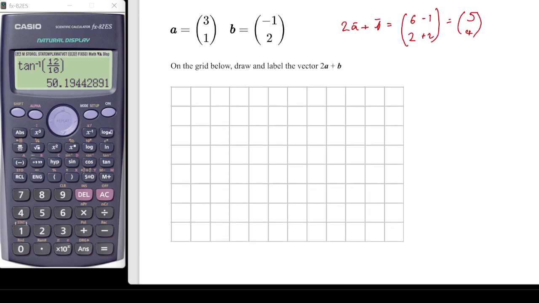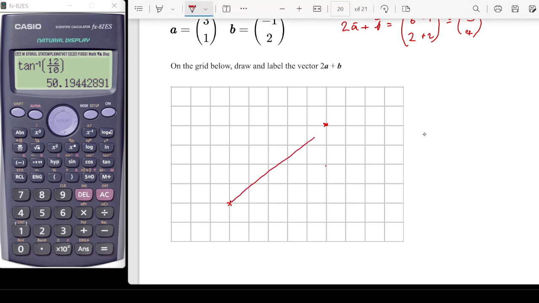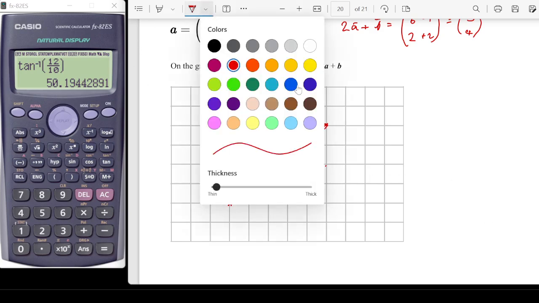So pick a point to start. So let's start there. And I'm going to go 5 across, 2, 4, 5, and 4 up, 2, 4. And doing that with a straight line. So there we go. And we show the arrow to show the direction of the vector.